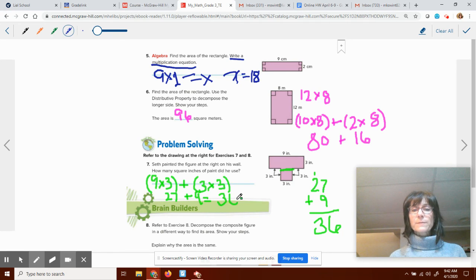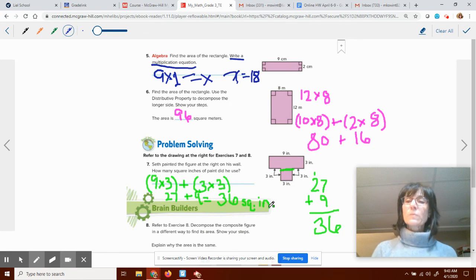Now, last but not least, don't forget to write your units. This is in inches, so I can put square. Very important. It's not just inches, it's square inches. If you put inches, it means you have done just perimeter. That would also mean it would be incorrect and you would not have the right amount of paint. So make sure you write square. If I see this on the test, I will have to take half a point off because it's not in the right measurement.